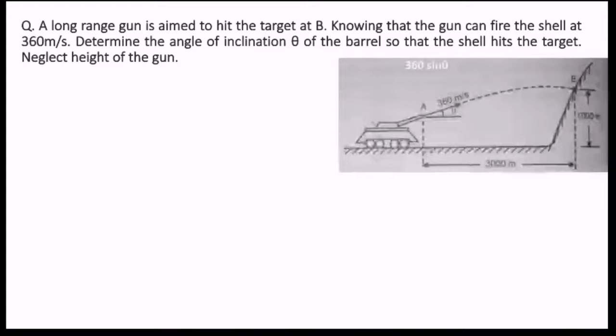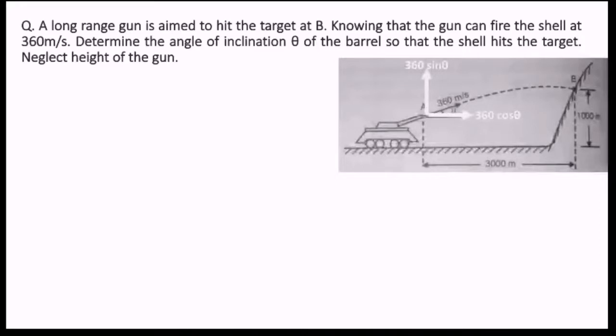Again, you can see from the diagram the initial velocity is acting at some angle theta. So we will resolve it first into x and y components. On resolving, I will get the velocity in x direction as 360 cos theta and in y direction as 360 sin theta. Doing this, we will come back to our procedure, that is analyzing the horizontal motion first.